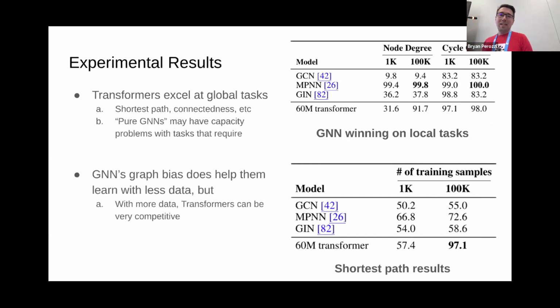And so it kind of hints towards the regimes where we want to use GNNs, which are ones doing local tasks where we trust the graph structure a lot to help solve it. But if we want to do something larger or more global, we would want to use the transformer. I just want to note that the transformer model here is 60 million parameters, and the GNNs are much tinier, at 100,000.